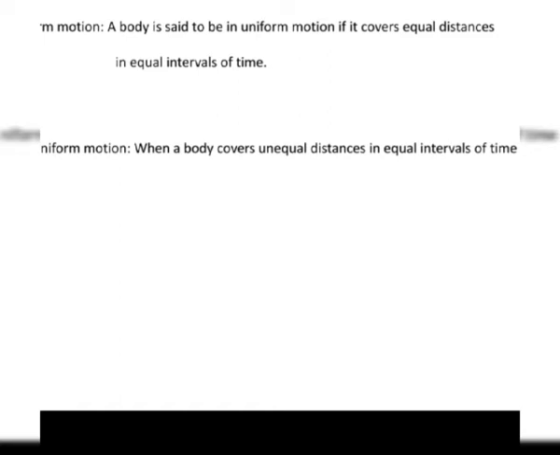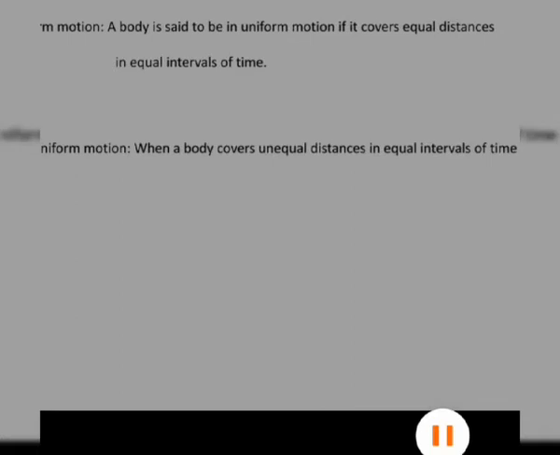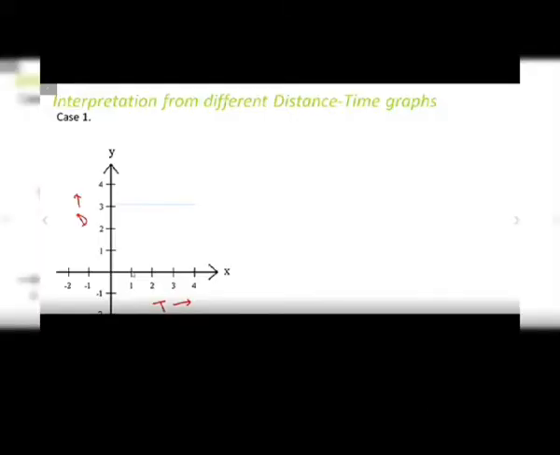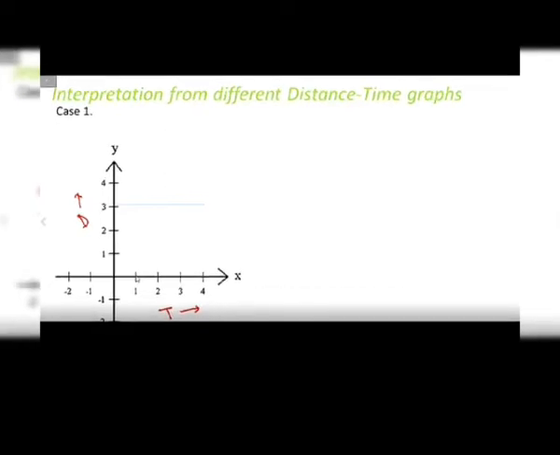Okay. Now let's look at interpretations from different distance-time graphs. Just now I told you that by looking at distance-time graphs, we get a lot of information, not only about speed. As I mentioned in the previous lecture, the slope of a distance-time graph gives the speed of objects. So not only speed, we will get many other pieces of information about the motion of an object from a distance-time graph. Let's look at some scenarios where by looking at a distance-time graph, we can easily tell the motion of an object. So this is the first distance-time graph.